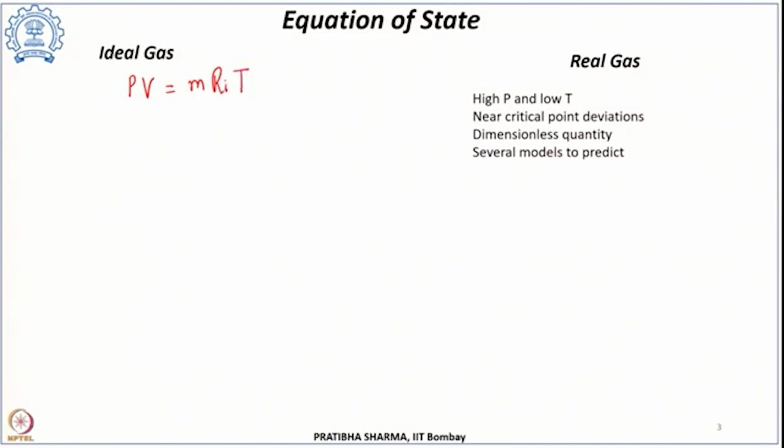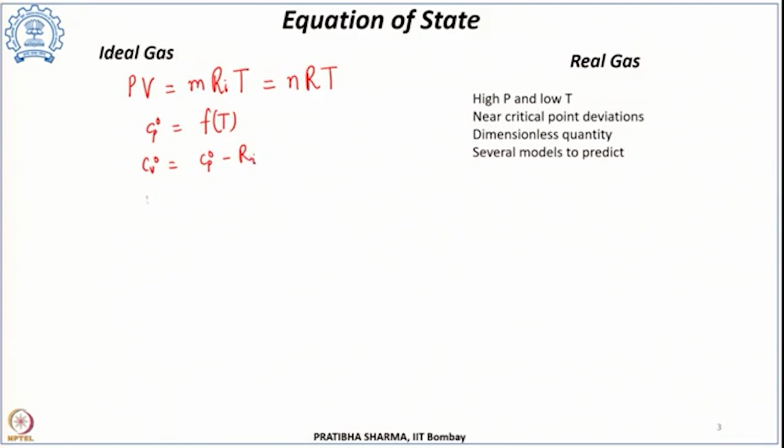PV = mR_iT, where m is mass, R_i is the specific gas constant, T is temperature, P is pressure and V is volume, or we can also write it as molar mass times the universal gas constant and temperature. We can also write the isobaric specific heat for an ideal gas, this is a function of temperature. This is the isobaric specific heat. The isochoric specific heat, we can write it as the isobaric specific heat minus the gas constant.